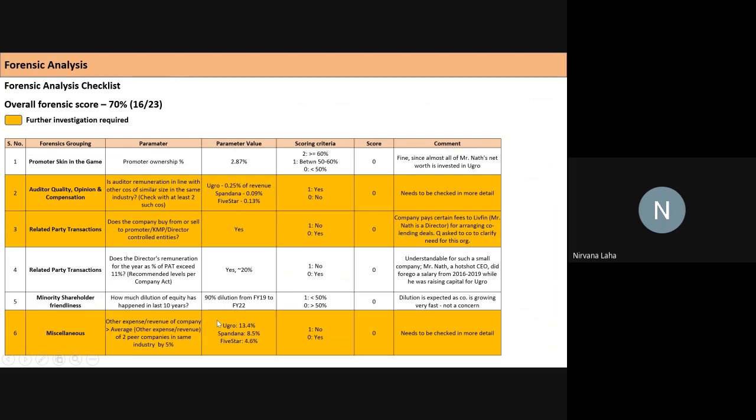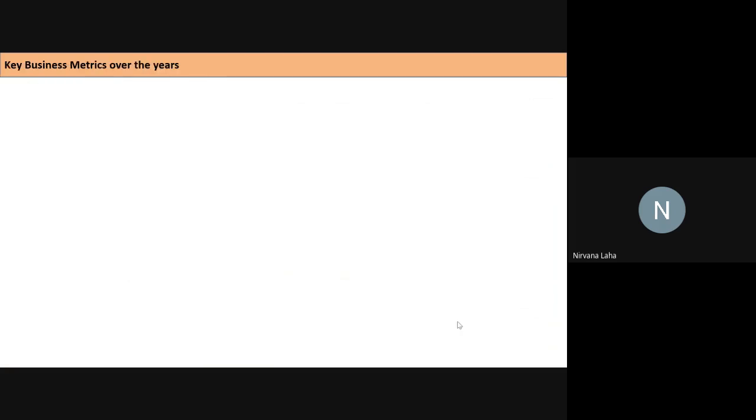And one more thing, their other expense as a percentage of revenue is quite high. It's almost double of two other companies that I compared it with. So this needs further investigation. But overall, not a bad forensic score. Nothing jumps out at you as clearly fraud or a big issue. So that's good. Let's see how their key business metrics have evolved over the years.